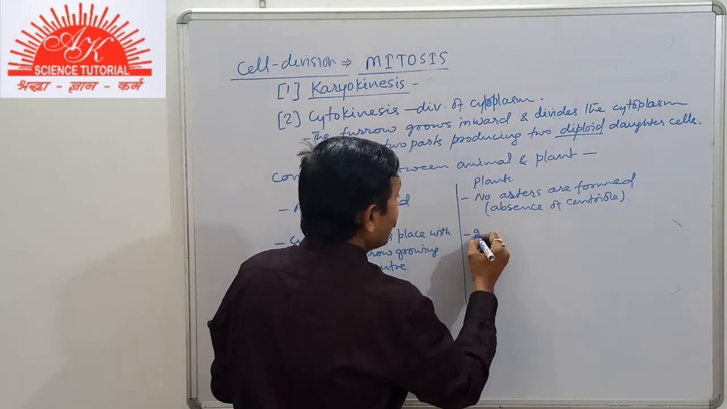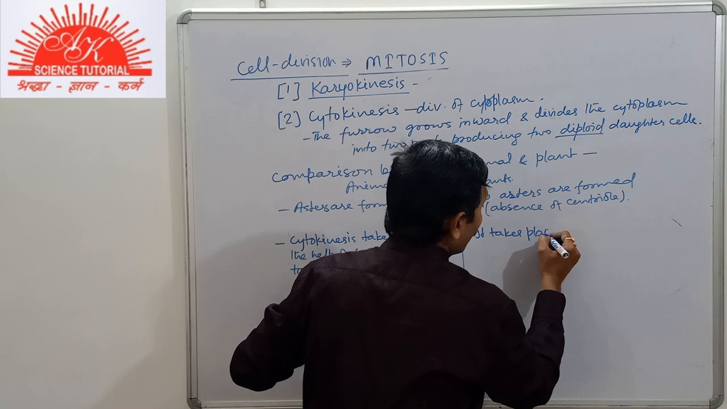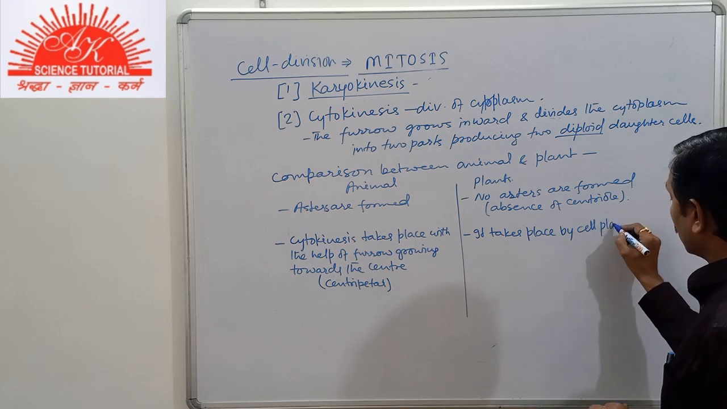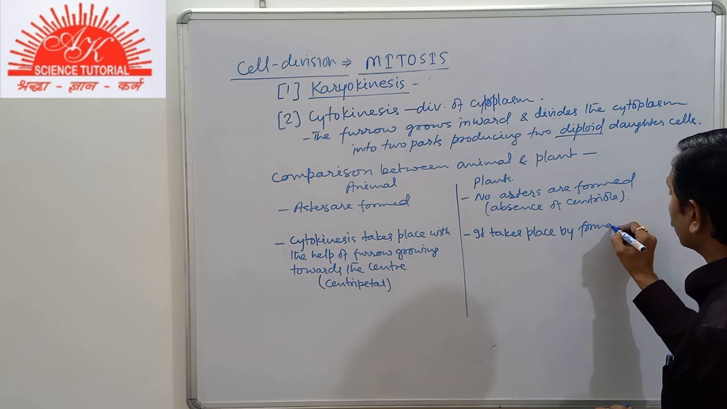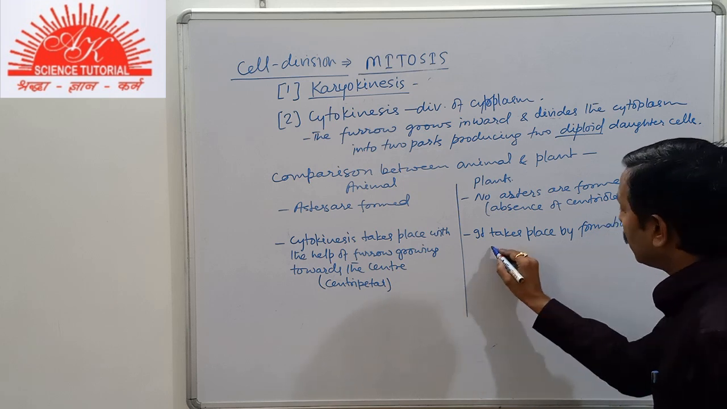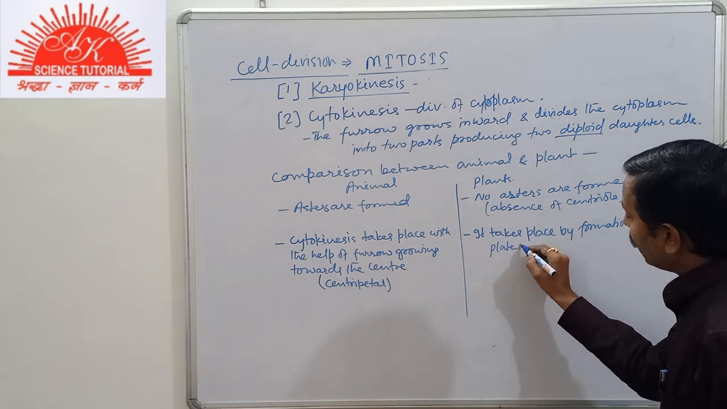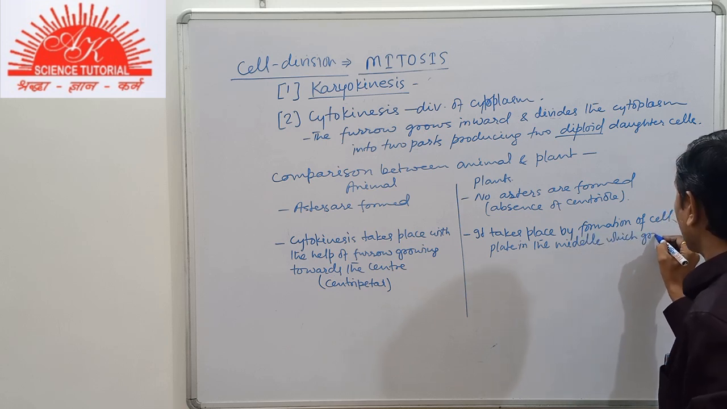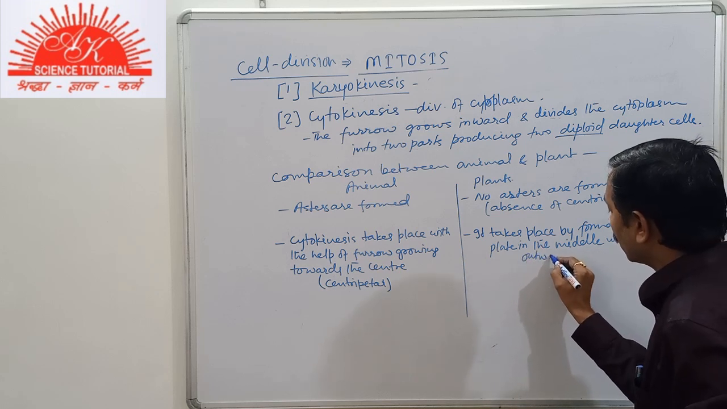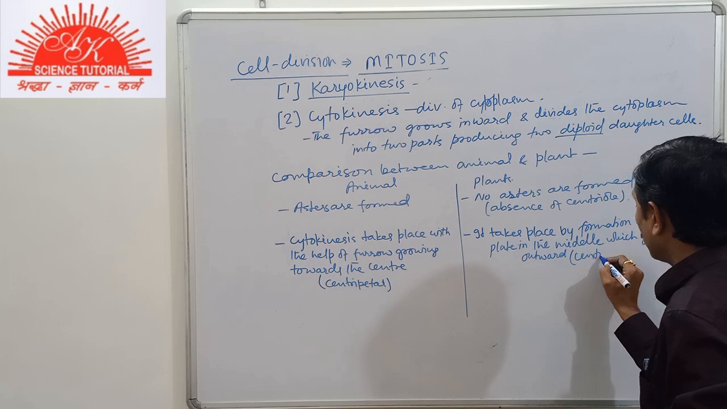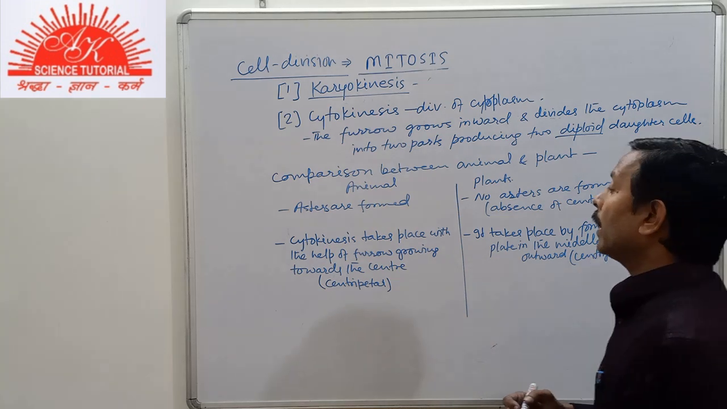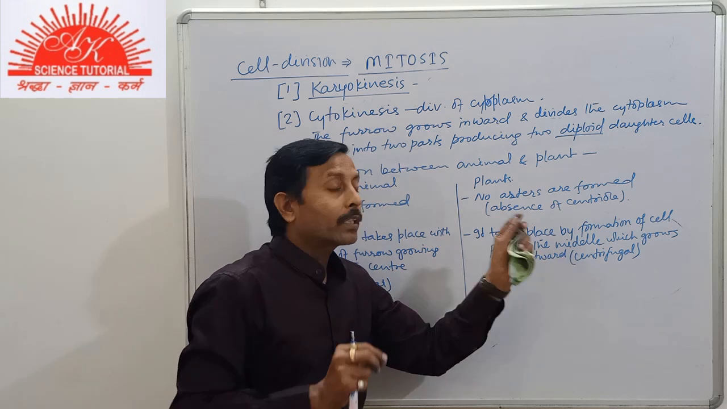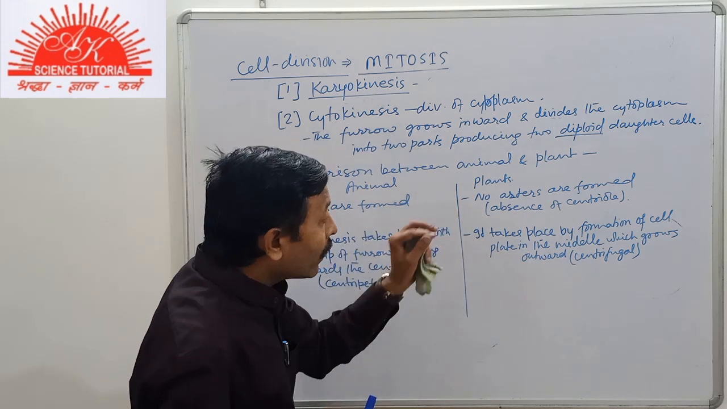But here it takes place by formation of a cell plate in the middle, which grows outward, that is centrifugal. So in short, you can write that cytokinesis in animal cell is centripetal and in plant cell it is centrifugal, that is growing from the center towards the periphery.